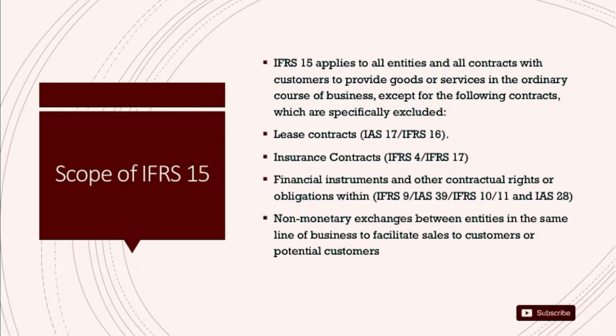The second point is the insurance contracts. Any gain or any revenue that we are recognizing from insurance contracts is not covered under IFRS 15. The third one will be financial instruments and any other contractual rights or obligations. That's like any gains or any income that you're recognizing from financial instruments, for example, interest income. It's covered under the IFRS 9 concept, so it's not covered under IFRS 15. And the fourth one would be the non-monetary exchanges between entities in the same line of business.